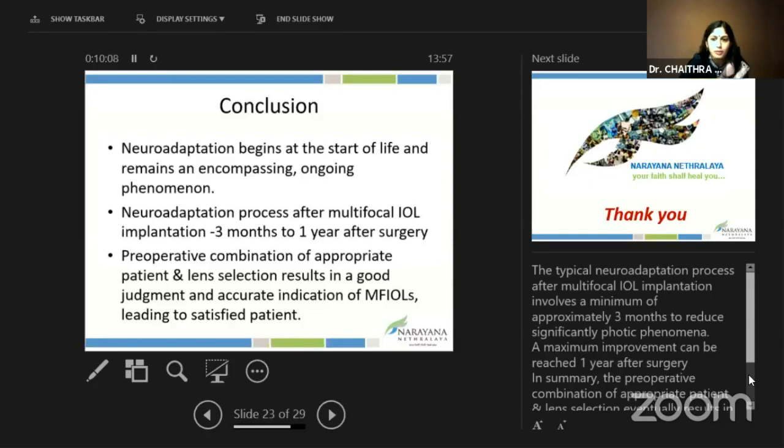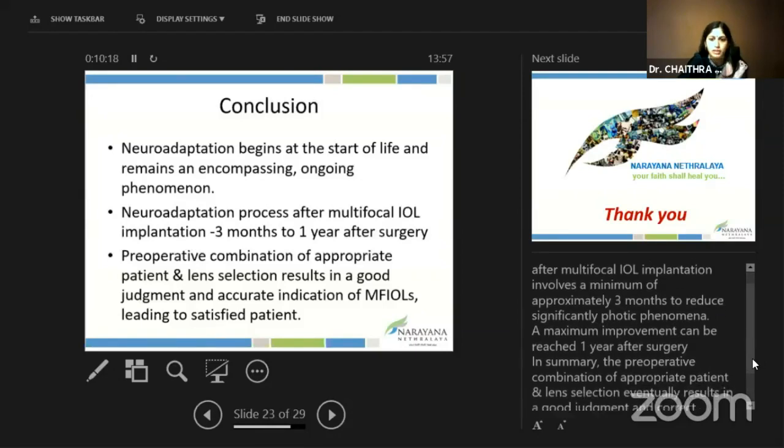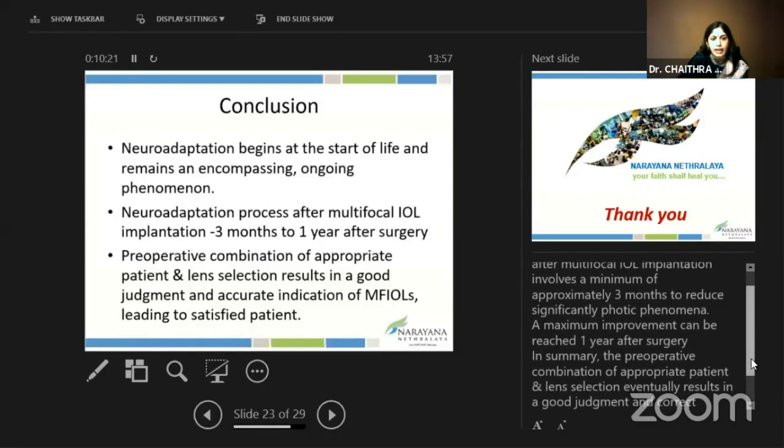I would like to conclude by stating that the typical neuroadaptation process after multifocal lens implantation involves a minimum of 3 months to 1 year after surgery for the phenomenon to significantly improve. In summary, however, the preoperative combination of appropriate patient selection and accurate lens selection results in a good judgment and correct indication of multifocal lenses, leading to a satisfied patient.